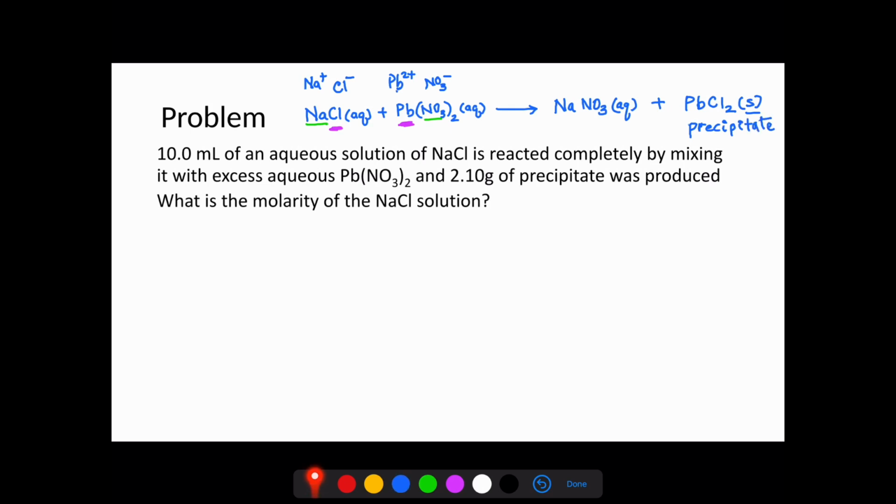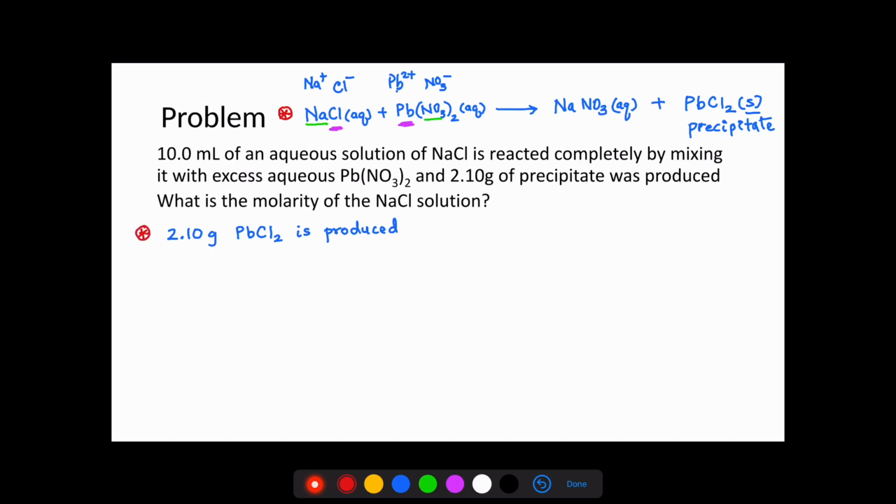So when the problem is saying 2.1 grams of precipitate was produced, 2.1 grams of lead chloride was produced. So let's write that down. So we have one information here. 2.10 grams of lead chloride is produced. Okay? All right. We have a balanced equation. Great. And we have amount of one substance.